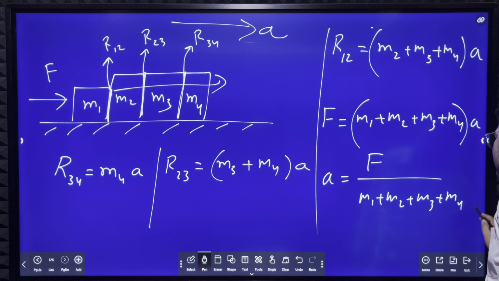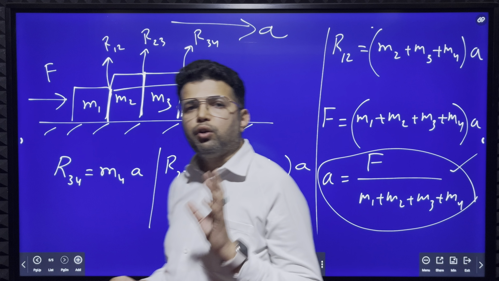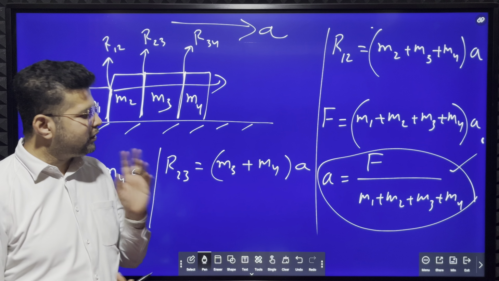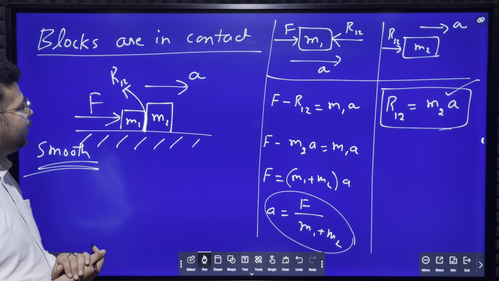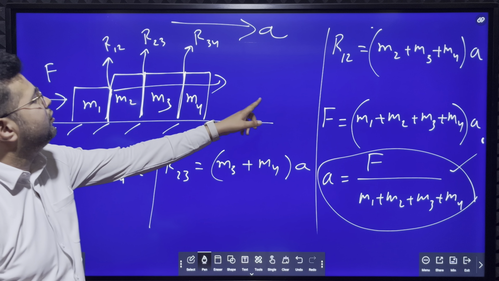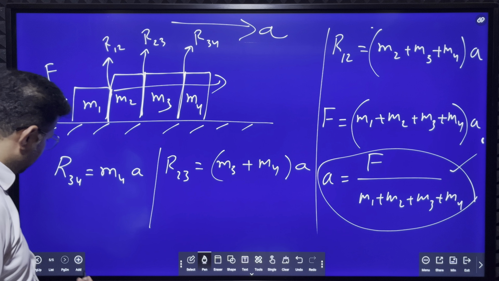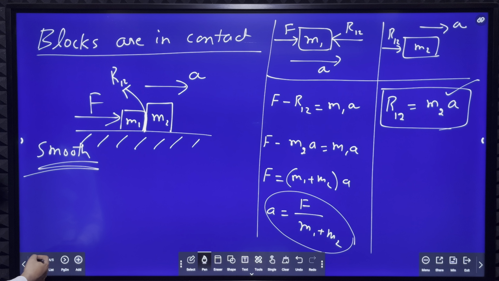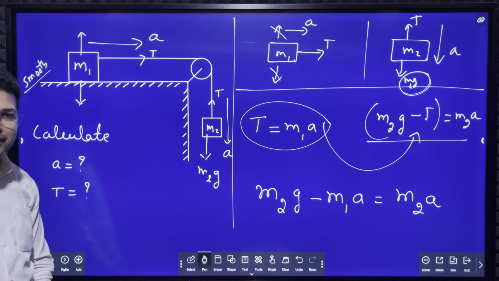So you can write equations for acceleration and reaction force directly without writing free body diagrams. First you need to know how to write them. If the direction of the force changes, then what happens? If you apply the force in the opposite direction, then R34 will be equal to m1 plus m2 plus m3 into a. Hope you can understand. Hope you understood this calculation, how to calculate acceleration and reaction force in this problem.